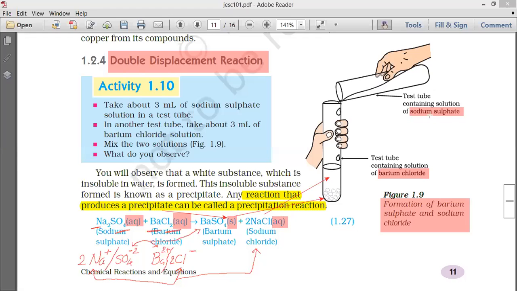Right, because we mix sodium sulfate and barium chloride, so we get barium sulfate plus sodium chloride. This is the description of double displacement reaction. Now would you like to ask any question?